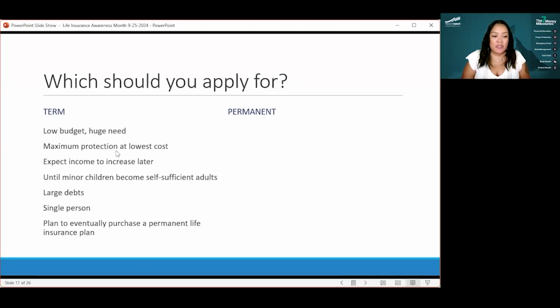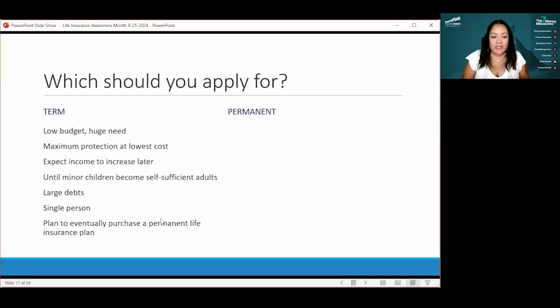You get the maximum protection at the lowest cost. Maybe your income might increase later. Great. Let's start out with something that's budget friendly, and we can look at a permanent policy later. If you have large debts, if you're a single person, some single people will even tell me, why should I care about life insurance? It's just me. I don't have children. Well, you probably have debt. You probably plan to have a family in the future. I mean, you want to get it now while you still can. And I would say start with term insurance and have it as a goal to upgrade to permanent later.